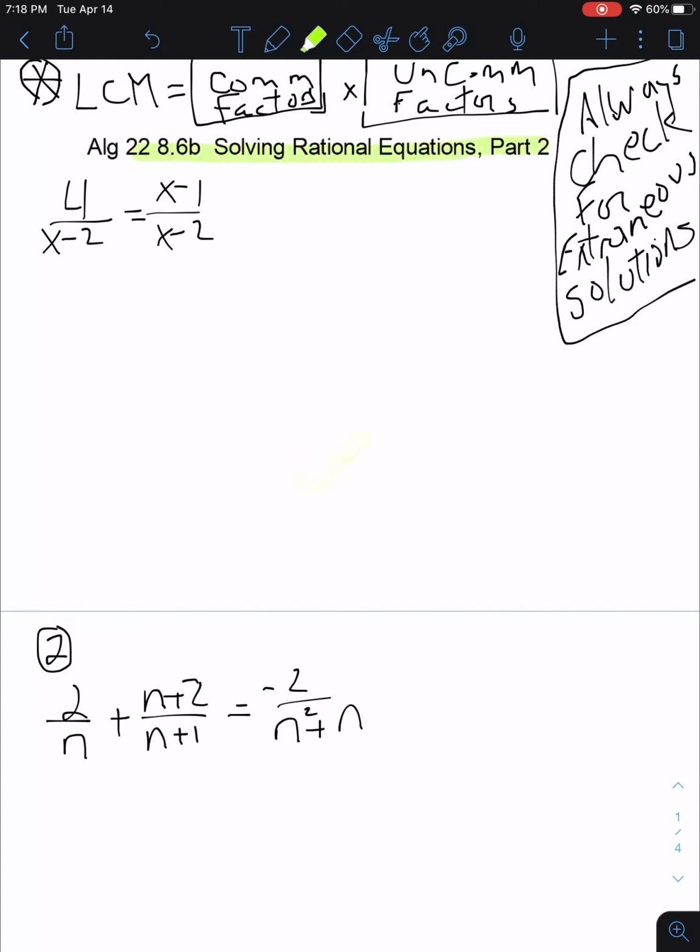Today we're going to look at 8.6, solving rational equations. Again, this is the second part. I've got a couple notes written up above here. If you'll notice this LCM, there's a formula there that it is the common factors times the uncommon factors. We will utilize that today. And every answer that we arrive at, we must always check, because we might end up with an extraneous solution.